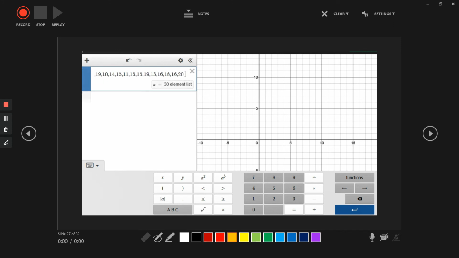All right, yeah, when I did it before, I missed one. There were actually 30 numbers in the problem. So it'll tell you 30 elements, so you can make sure you didn't miss one.